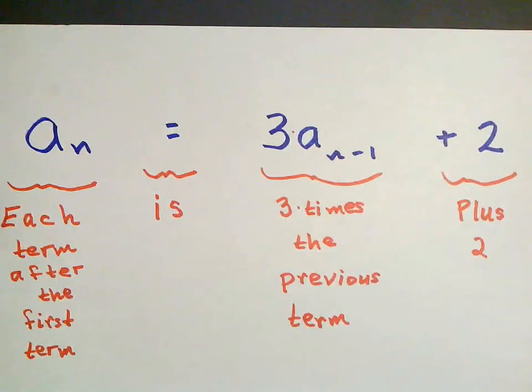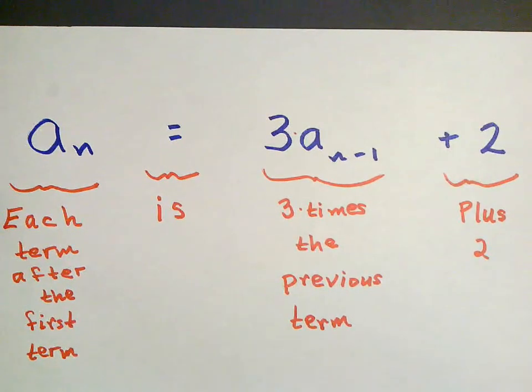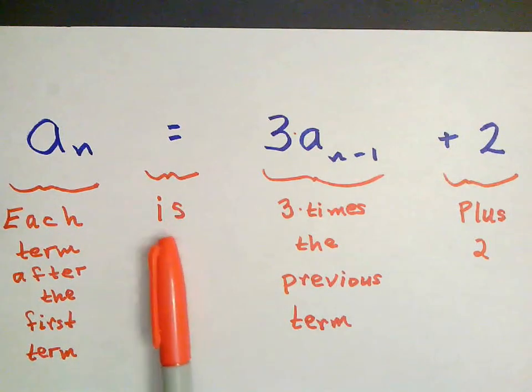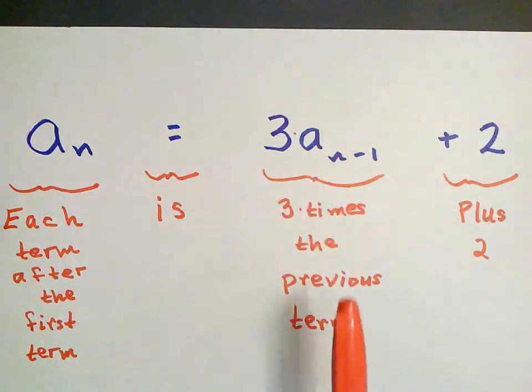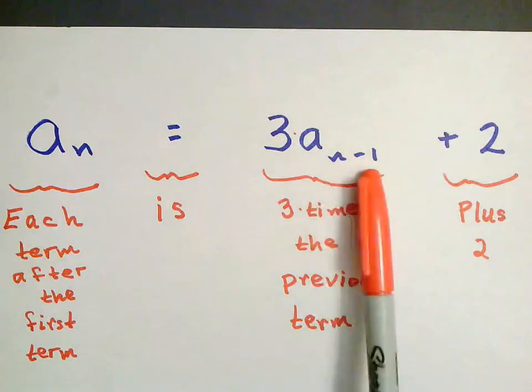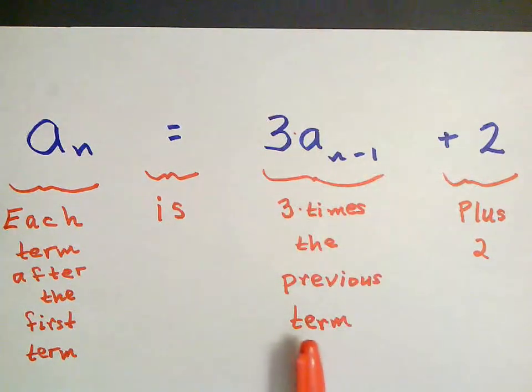We're going to use our recursive formula now to find the second term. So here's our recursive formula. Each term after the first term, because we already know the first term, is equal to 3 times a sub n minus 1, where a sub n minus 1 is the previous term, plus 2.